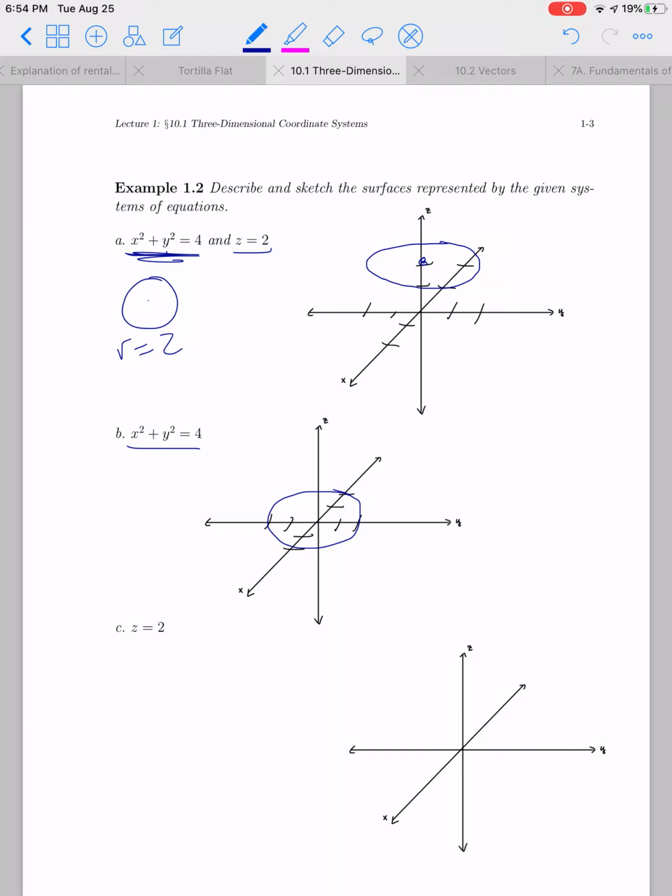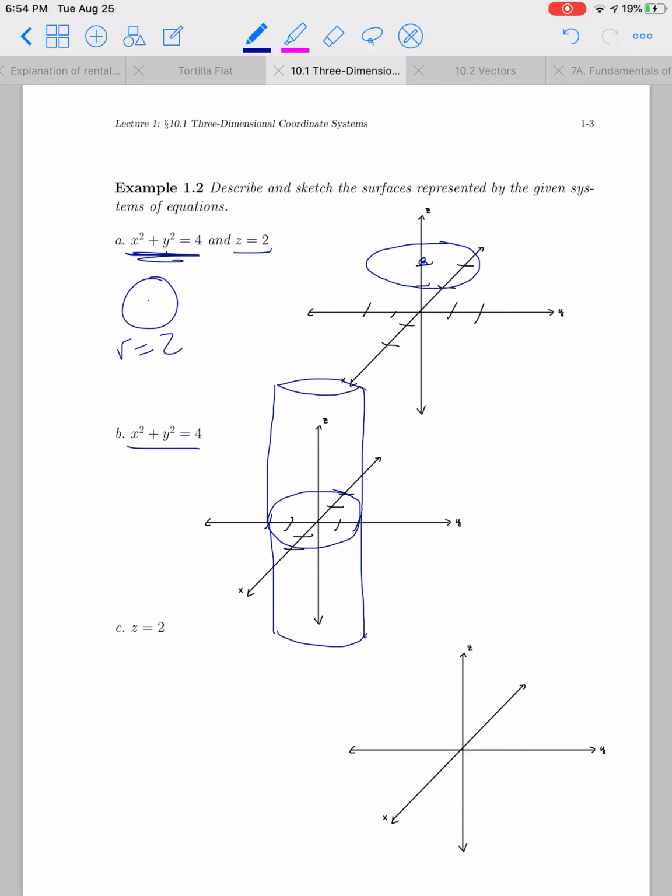The problem is z is unconstrained, so it's any point that's on this circle with any z value, which means essentially extend this circle up indefinitely and downward indefinitely. And what we have is this sort of infinite cylinder that's projecting up and down along the z-axis in the xyz coordinate system, or R3. Okay, so that one forms a cylinder because z is unconstrained. It doesn't have to be a specific value.